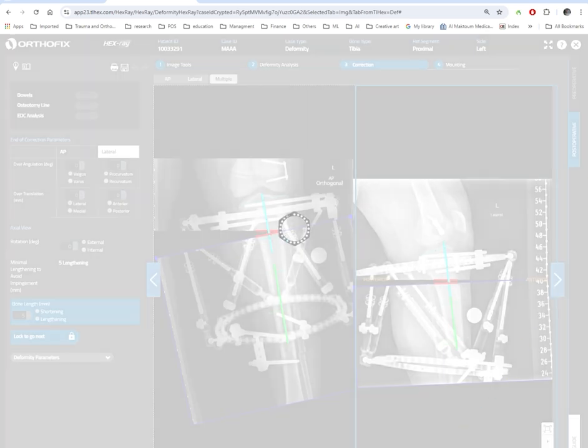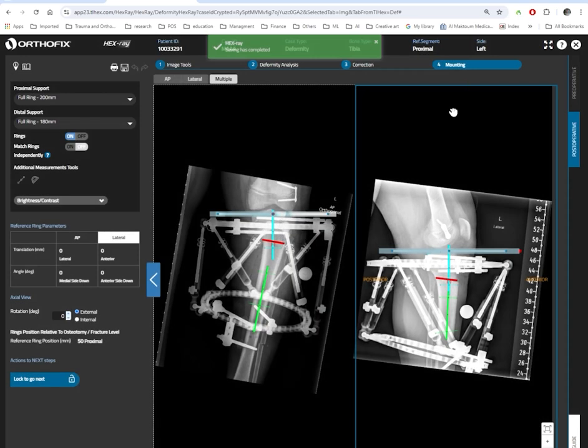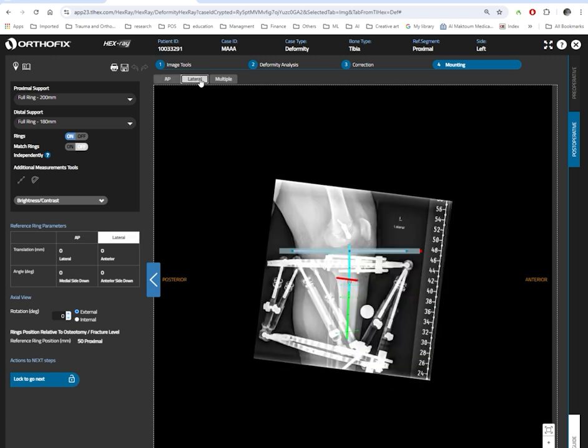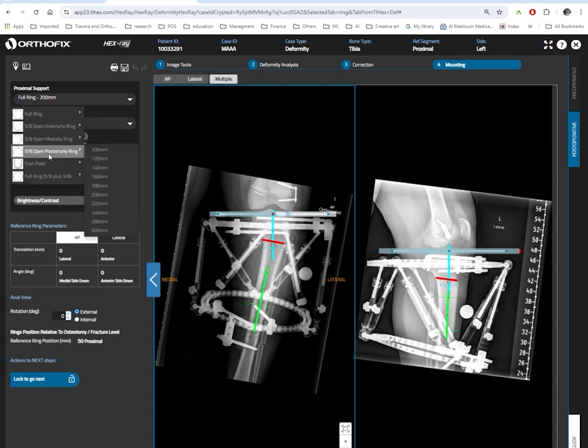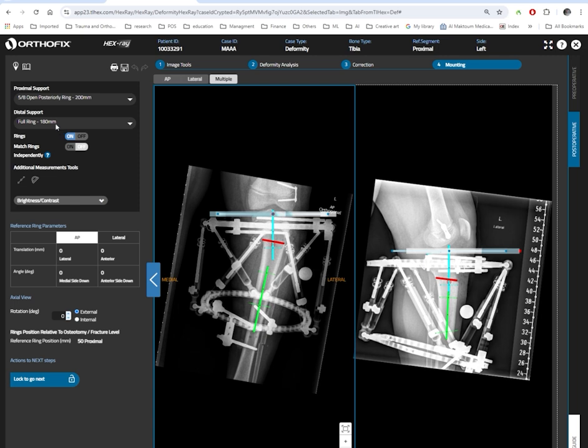Then we move to the next, which is the mounting parameters. Again, let's spend a few seconds to look at this page. We have AB, lateral, or multiple views. Here it will ask you what proximal ring you use and what distal ring you use. I know what I use: 200 mm, open from the back, so open anteriorly, medially, open posteriorly, 200 mm. Then distally, I use a 180 mm full ring. So that's the correct choice.